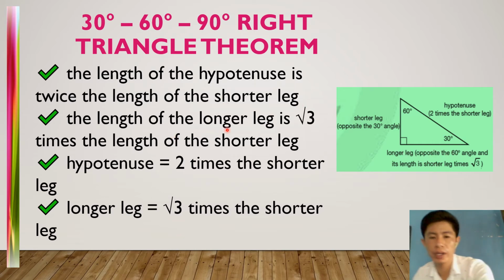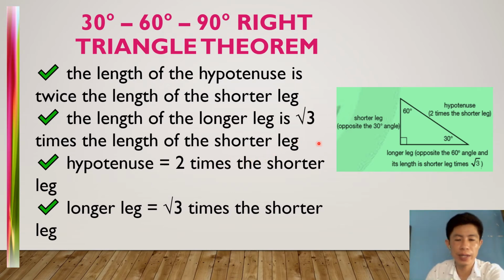Okay, so these are the theorems that you need to be familiar with. Gagamitin natin ito again kapag merong mga missing sides ng 30, 60, 90 degrees right triangle. Number 1, the length of the hypotenuse is twice the length of the shorter leg. So let's say the hypotenuse is 10 centimeters. The shorter leg is 5, kalahati. So if this is 20, this is 10. If this is 100, this is 50.